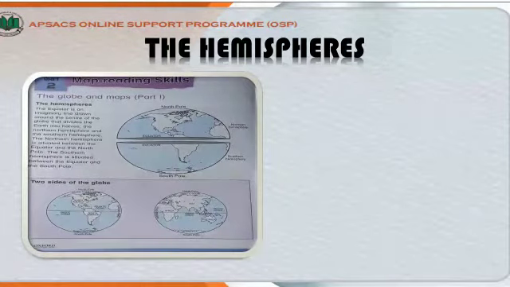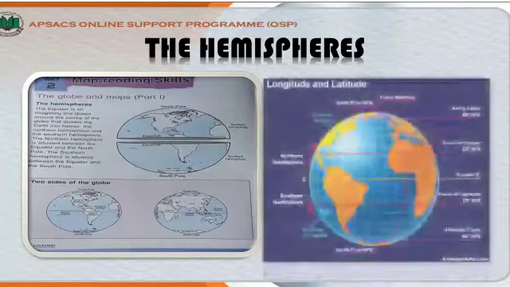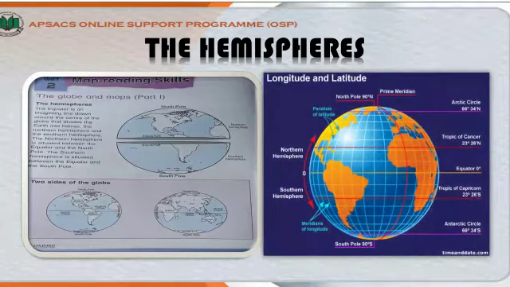The hemisphere. The equator is an imaginary line drawn around the center of the globe and divides the earth into two halves, the northern hemisphere and the southern hemisphere. The northern hemisphere is situated between the equator and the northern pole. The southern hemisphere is situated between the equator and south pole. Look at this diagram. By this you can understand all imaginary line which we can found on globe.